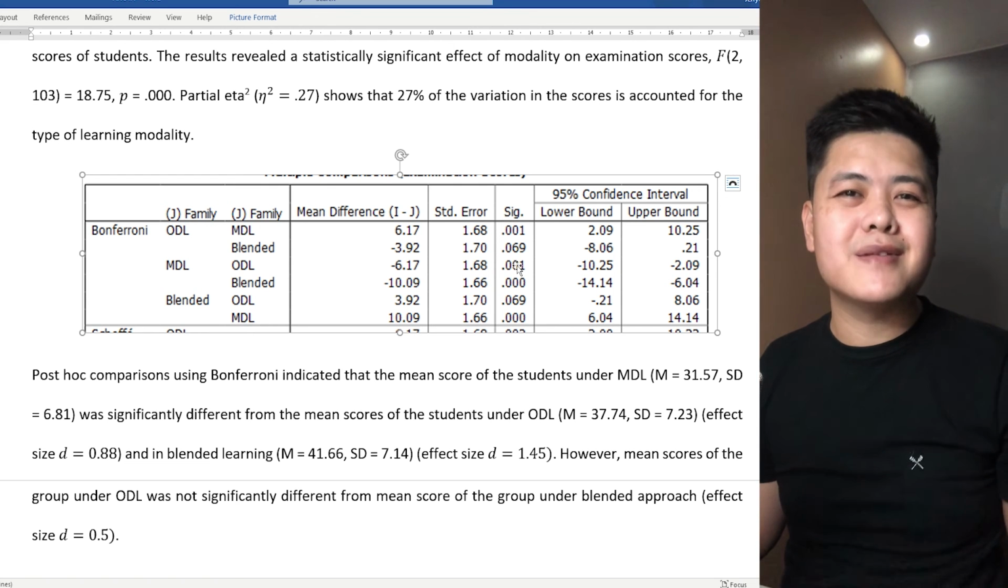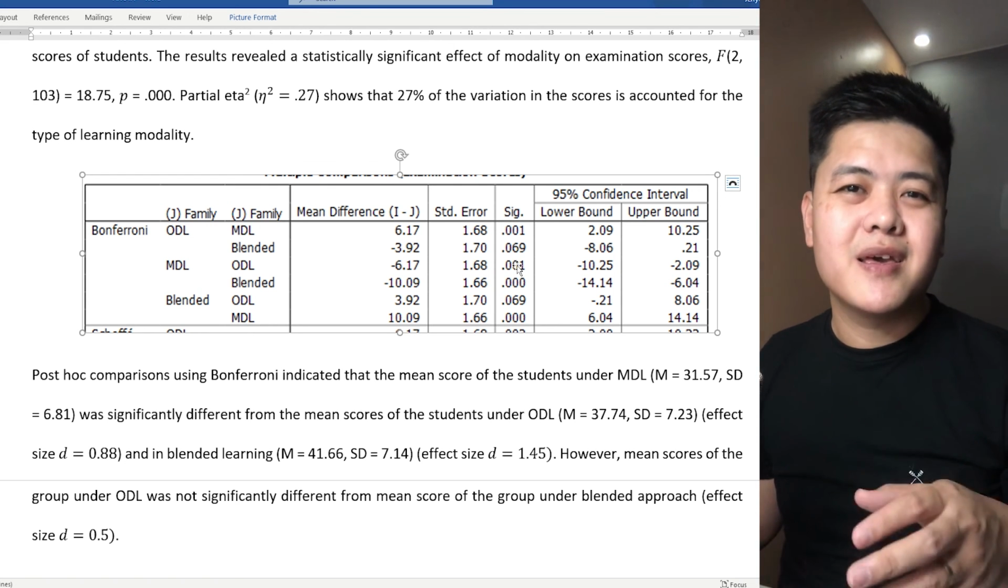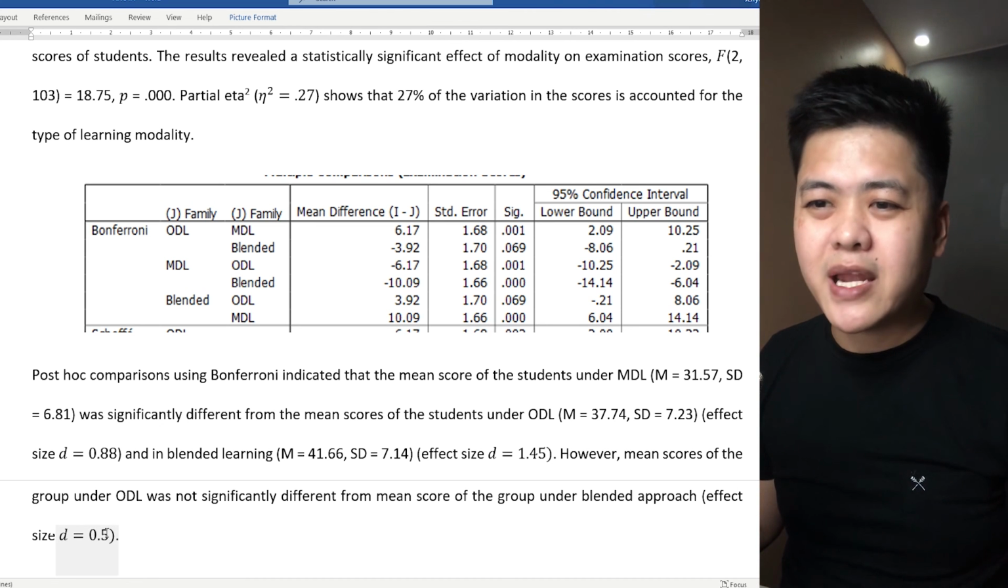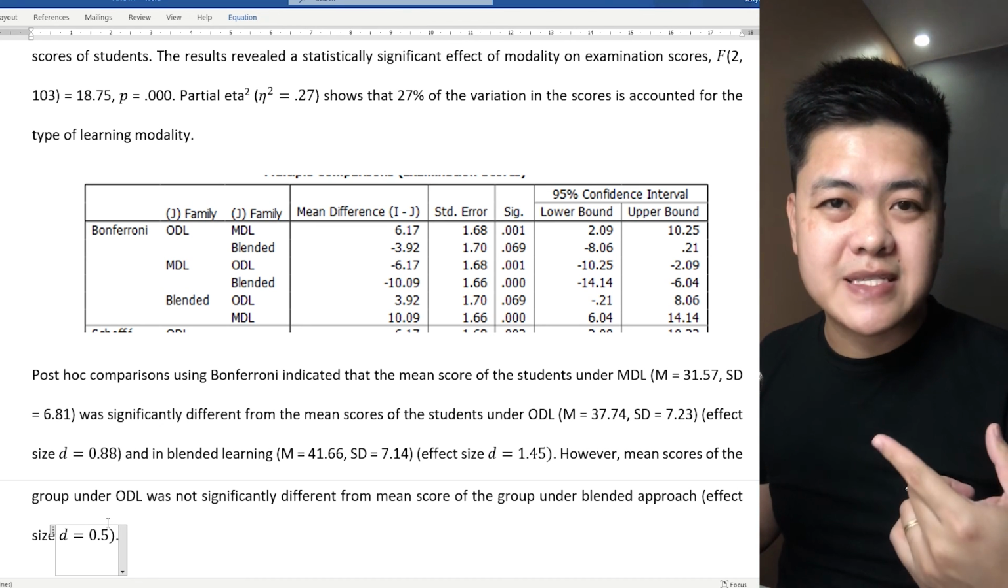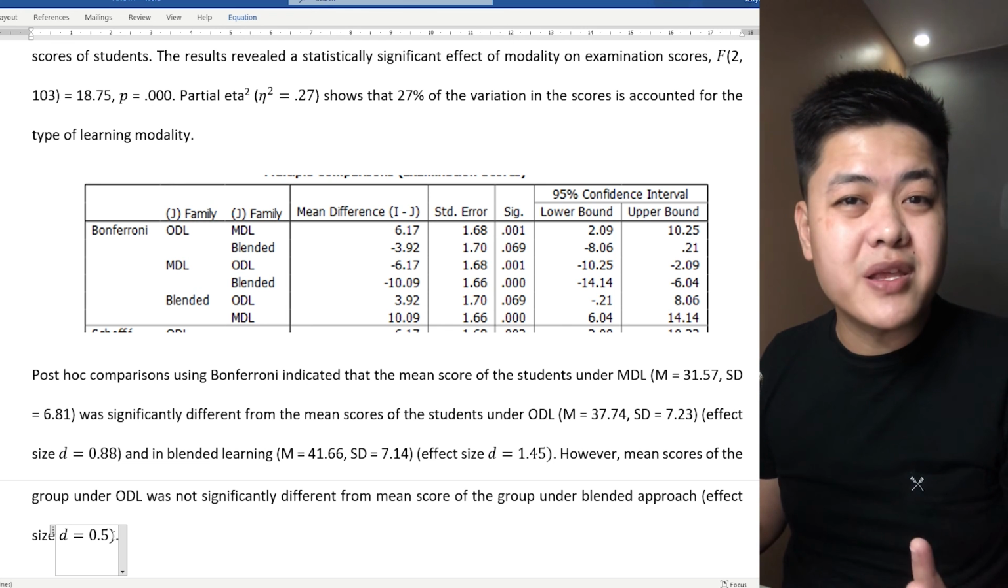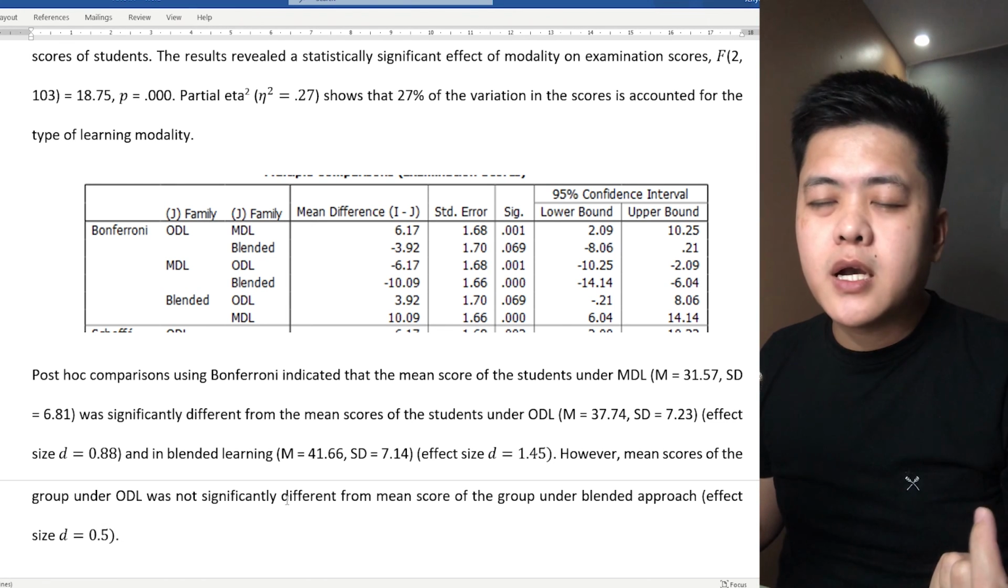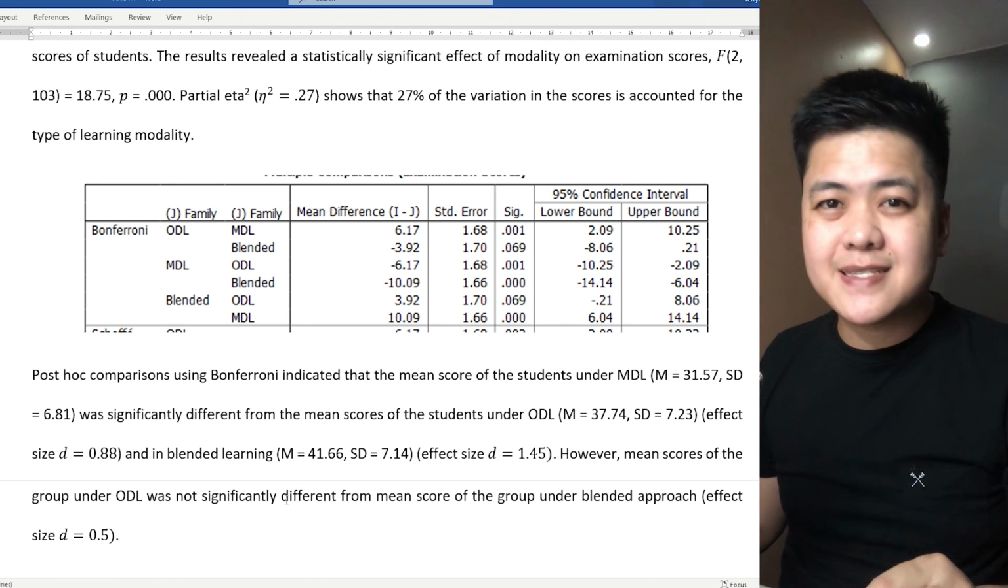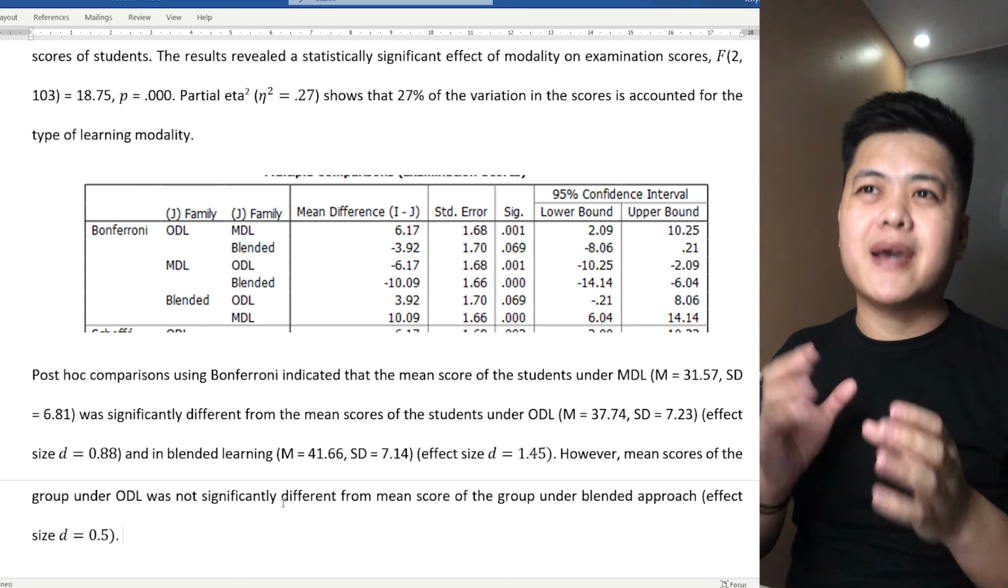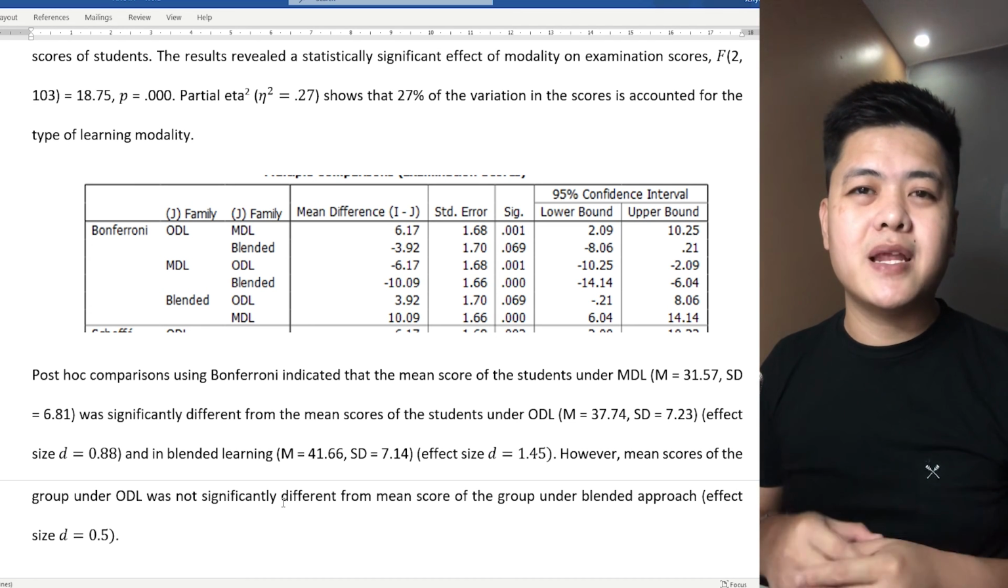If you use 0.10 as your alpha level, then it will be significant. Kaya okay lang din na i-report natin yung effect size. In this case, 0.5, there's a moderate. The size of the effect is moderate. Roughly, mga nasa 0.67 yung nag-overlap. Medyo malaki yung percentage na nag-overlap sa kanila.